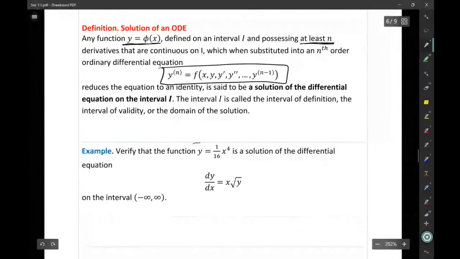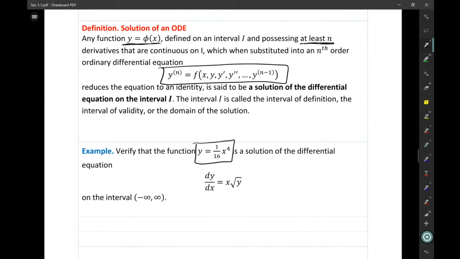I mean the function y equals phi of x is a solution of your differential equation if you substitute it in the right hand side and the left hand side of your equation, and both sides are equal. Let us see this one here. Verify that this function y equals 1 by 16 x to the power 4 is a solution of the differential equation.